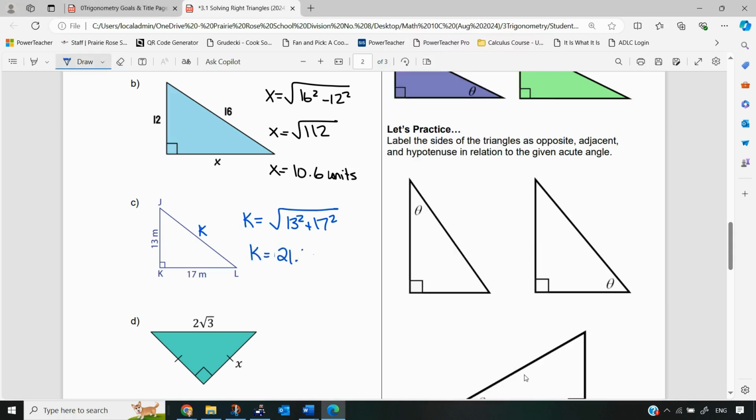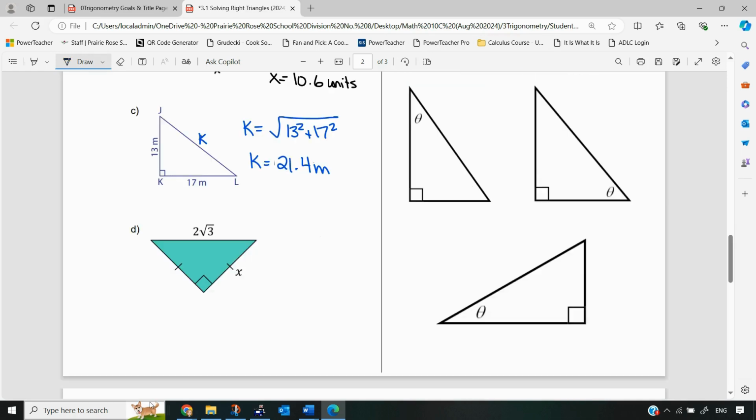And our units are meters. Now for our last example, we're given the hypotenuse of 2 root 3, and we're told that both of our side lengths are x. So x squared plus x squared equals 2 root 3 all squared. x squared plus x squared is 2x squared. 2 squared is 4, and root 3 squared is 3. So we have 2x squared equals 12.